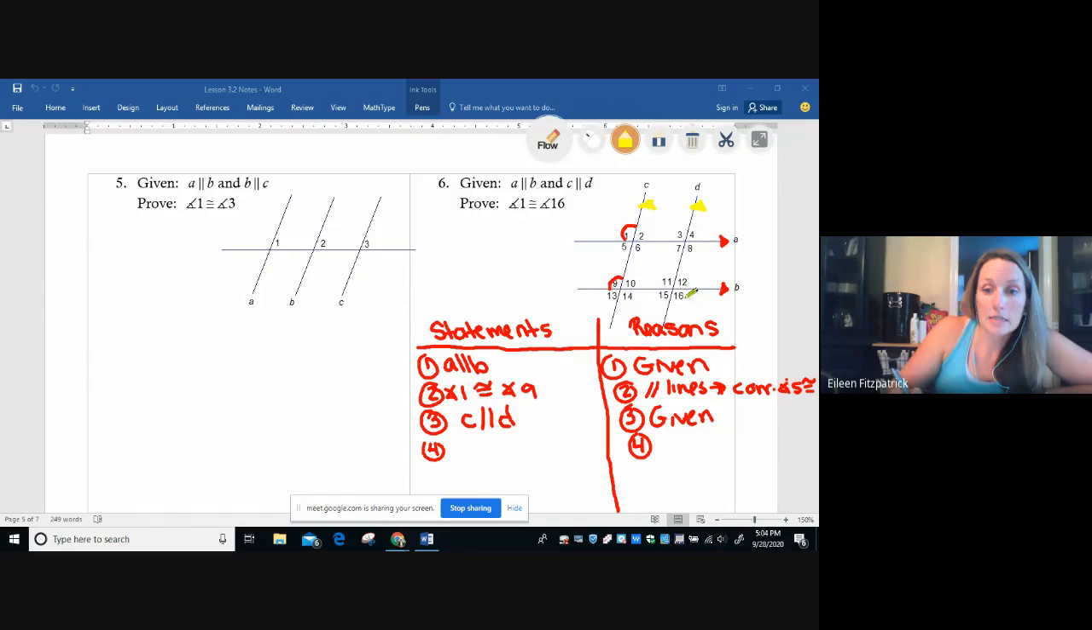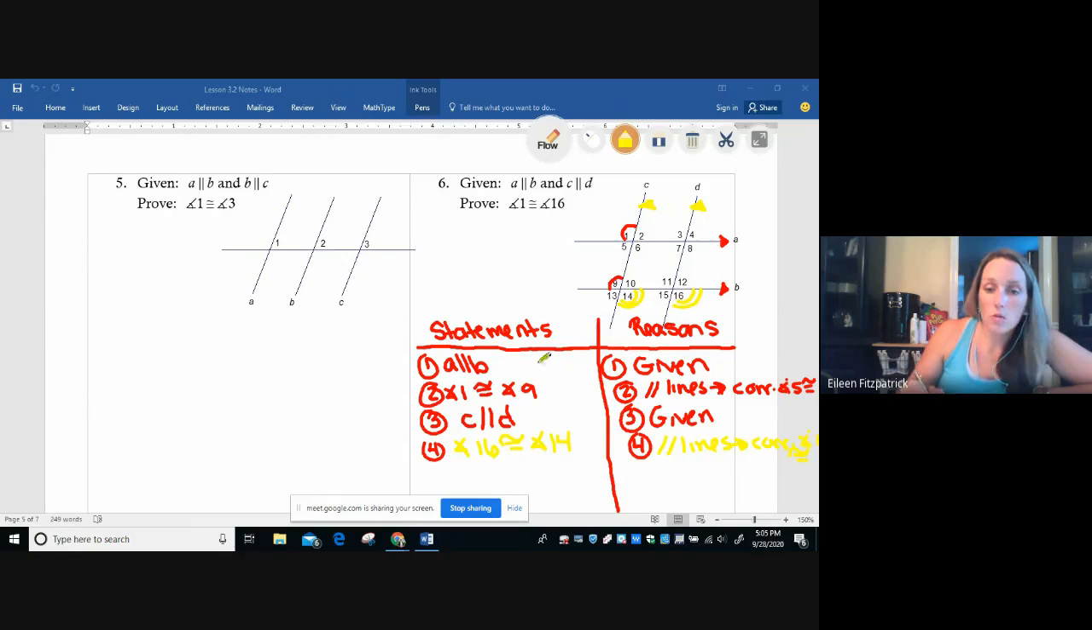Well, you could say like 16 and 14 are corresponding angles, right? Let's do that one. So 16, I'm going to give 2 arcs, and 14 as well gets 2 arcs. They are congruent because they're corresponding angles. So I can say angle 16 is congruent to angle 14 because parallel lines implies corresponding angles congruent, right?